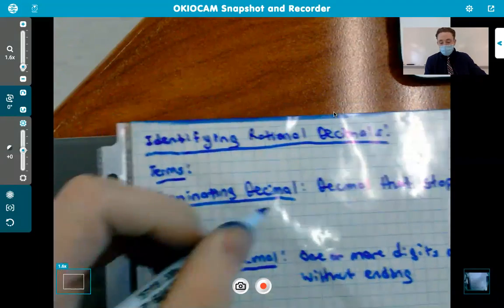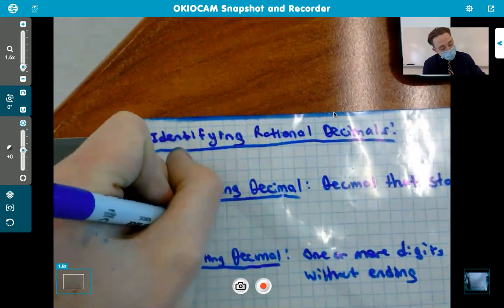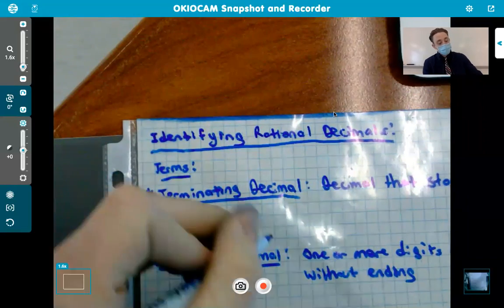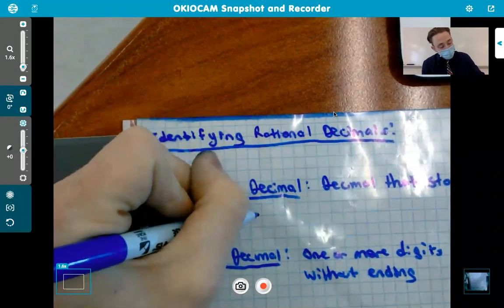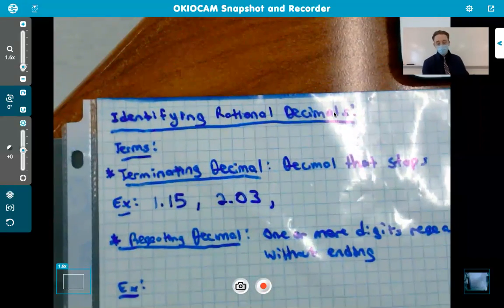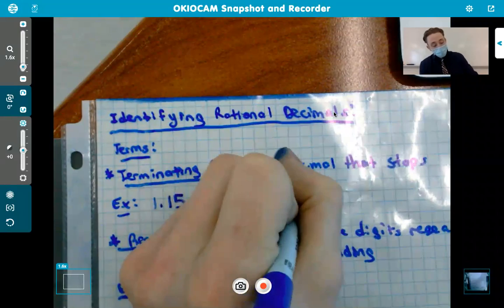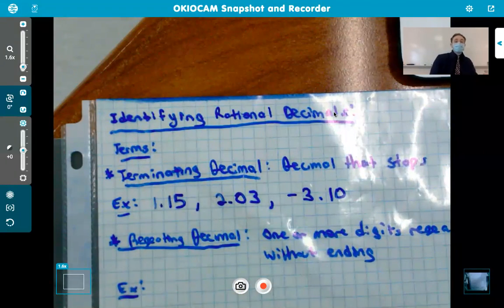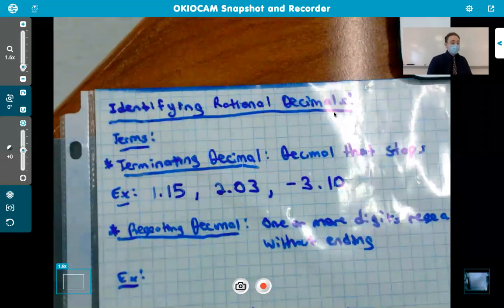Some examples of that you might see, like 1.15. It stops right there after the 5. You might have an example like 2.03. It stops right there after the 3. Could be negative. We could have negative 3.10. Stops right at the 0. So this is what's called a terminating decimal.